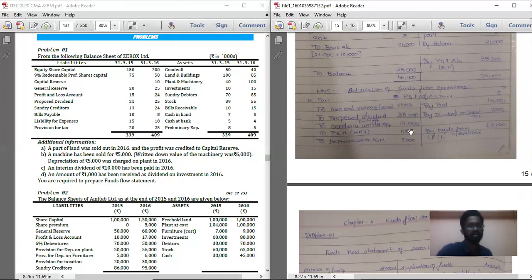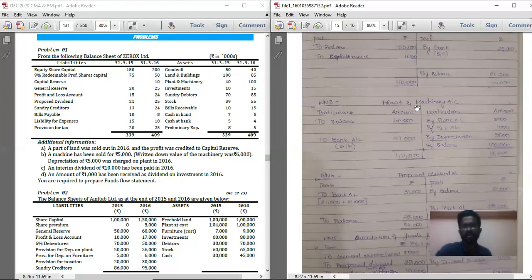So this 1,000 is nothing but a machine which has been sold for 5,000, with a written down value of 6,000. So there is a loss of 1,000. The loss should be debited to the P&L account. So you are debiting the P&L account: to plant and machinery account, 1,000 rupees. So that is one point.